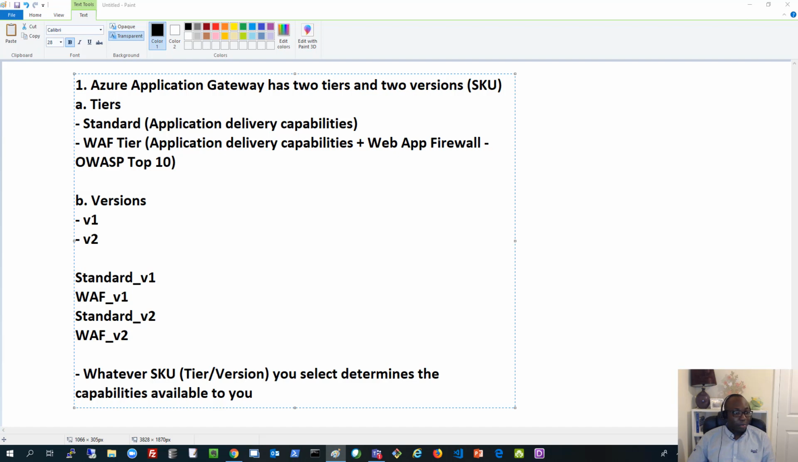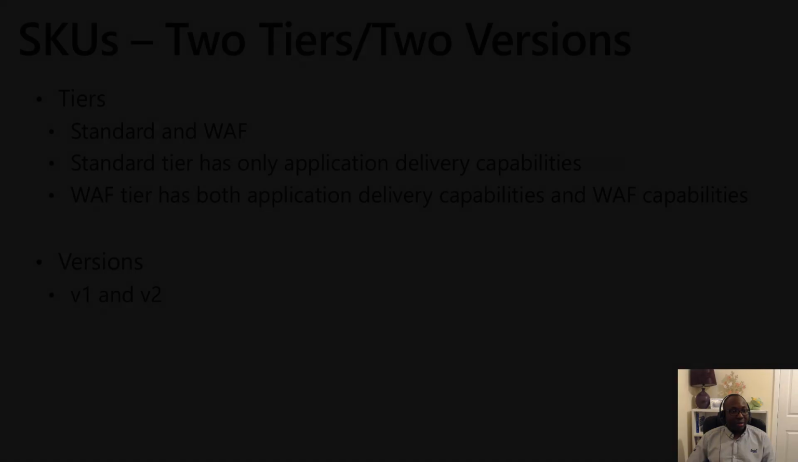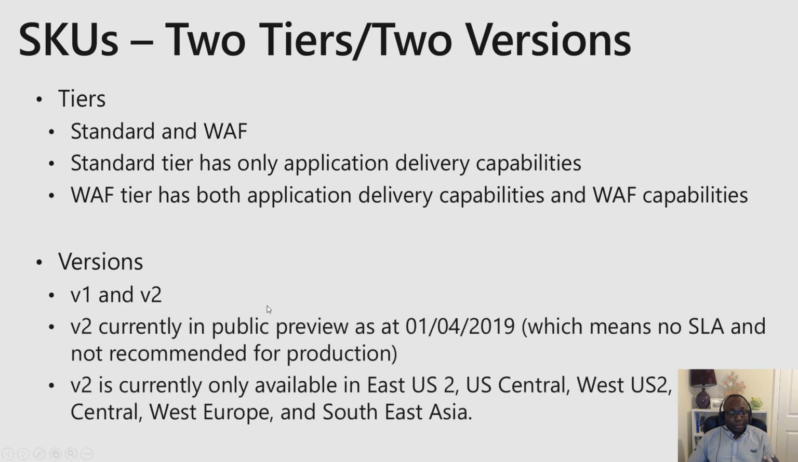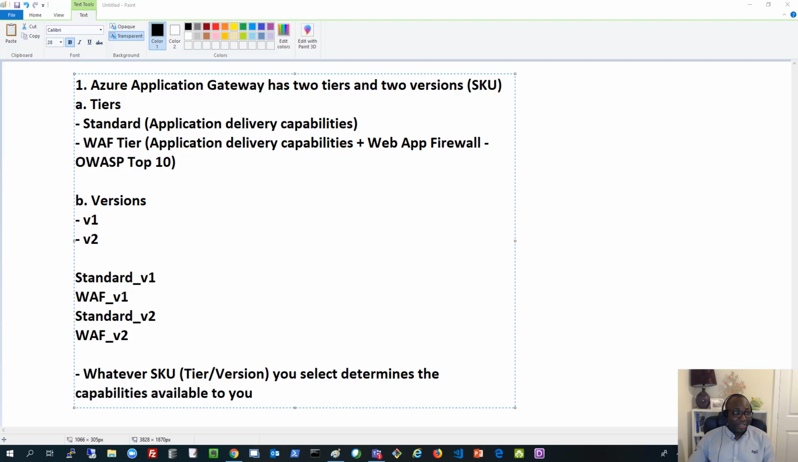So what I'll do is I'll go back to the slides and then we can look at an example of what I just talked about. So for example, we have a tier, standard and WAF. Standard tier has only application delivery capabilities, while the WAF tier has both application delivery and web application firewall capabilities. And then we have two versions. Version 2 was in preview, but it's no longer in preview, so it's now GA. So actually, let's go ahead and fix this slide.